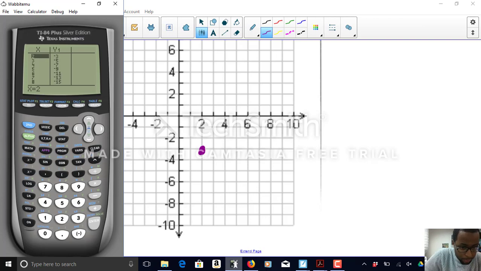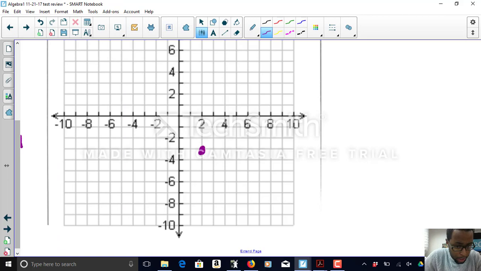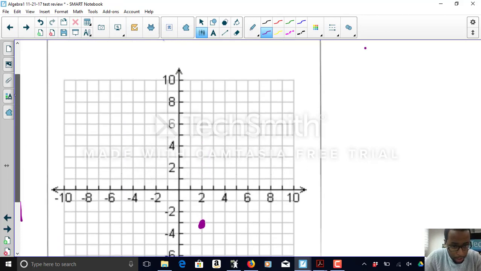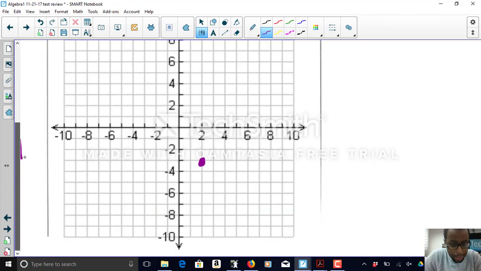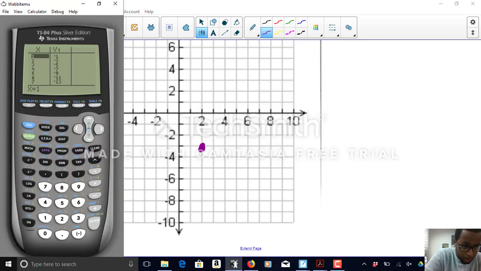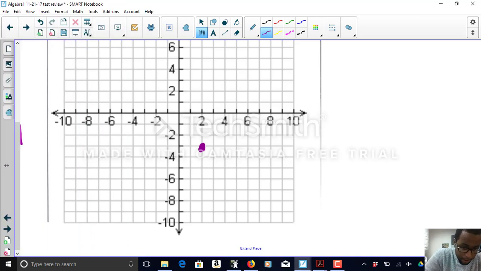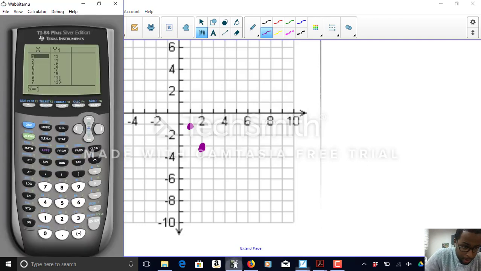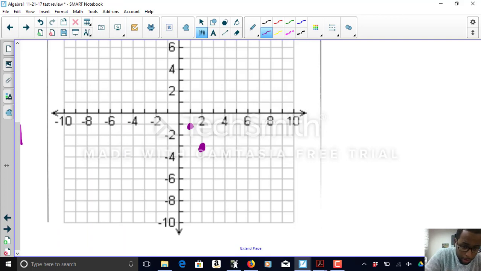Let's do the rest of our points. And just to be clear, am I going to negative 1 or am I going to negative 3? Well, it's simple. It says less than. Because it's less than, I'm going down. So after negative 2, I'm going to negative 3. So it's going to be negative 1, 3. It's going to be 0, 1.